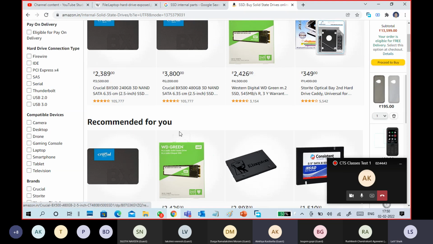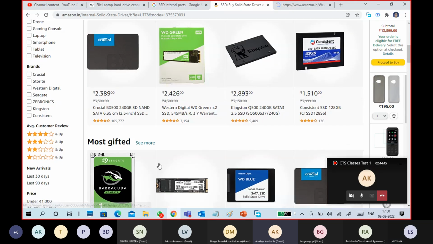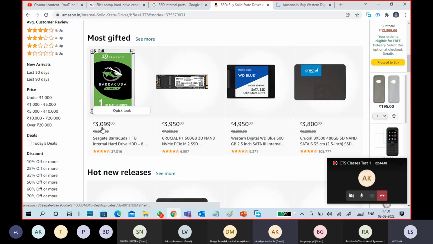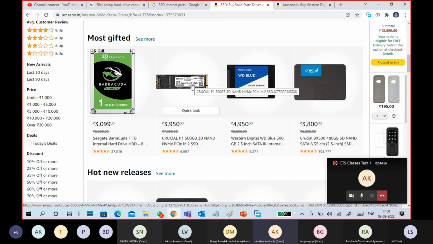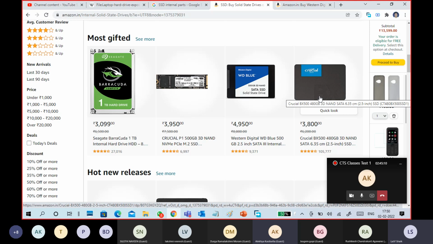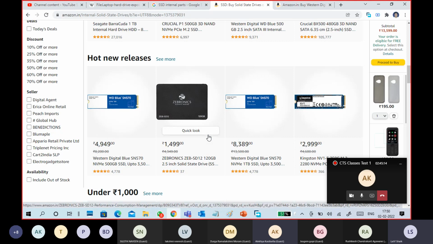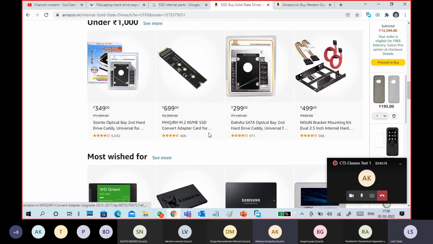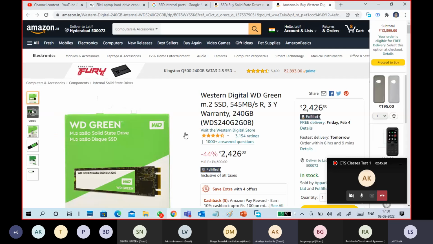See here, a normal hard disk, 1 terabyte is 3000. 500 GB is 3950, and a 500 GB SSD is 4950. A 480 GB is 3800. See how much difference there is between 1 terabyte and this. This is an internal normal hard disk. Laptop hard disks are a little bit costlier, but you can still see.